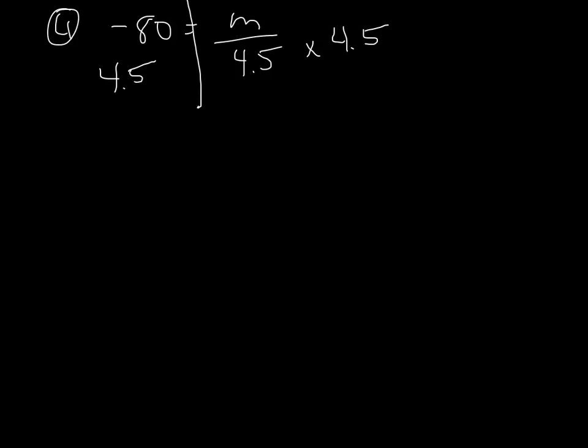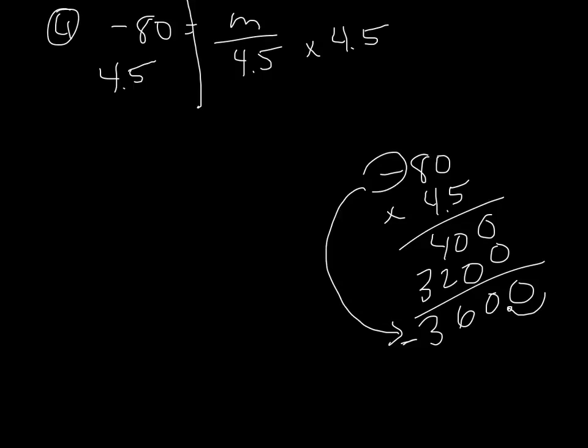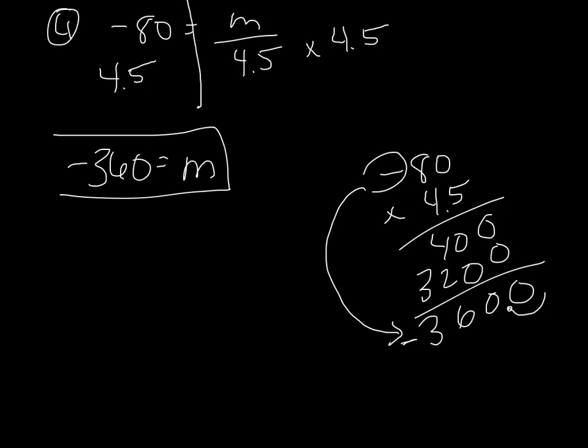Okay, so if I have negative 80 times 4 5/10, 5 times 0 is 0, 5 times 8 is 40. Add my 0. 4 times 0 is 0. 4 times 8 is 32. So what I'm going to get is 0, 0, 6, 3. Bring my decimal point back 1. Bring my negative sign down. So I have negative 360 equals m. So here's my answer, put a box around it.